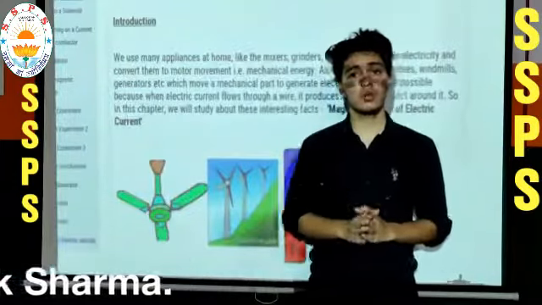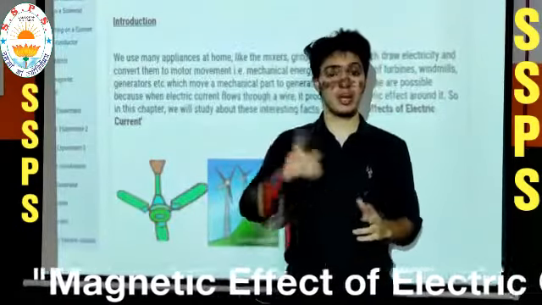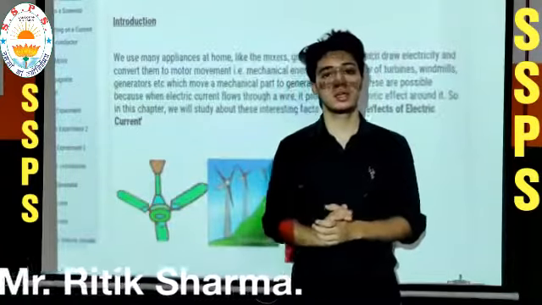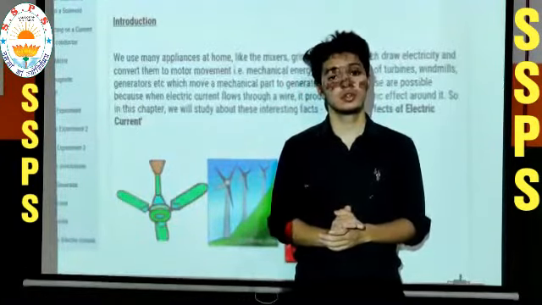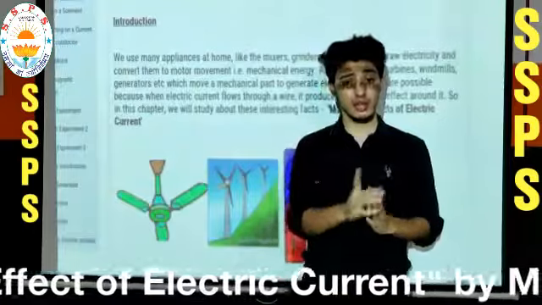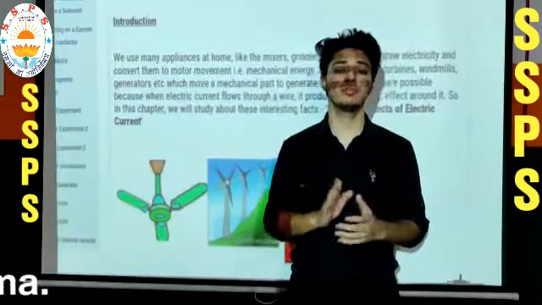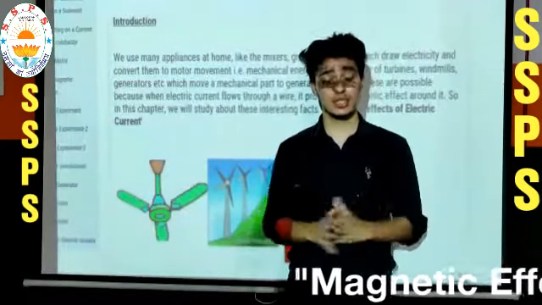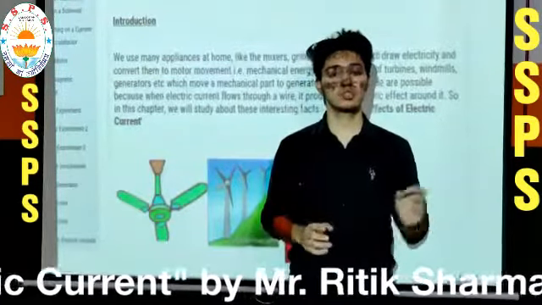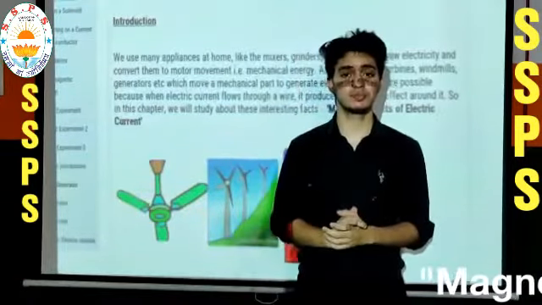And also, if we talk about hydroelectricity, we know that water is used to move big turbines, and the rotation of these turbines produces electricity. But why? The reason behind all this is that whenever electric current is flowing through a wire, it produces a magnetic effect. And we will study this magnetic effect in this chapter. So let's start.